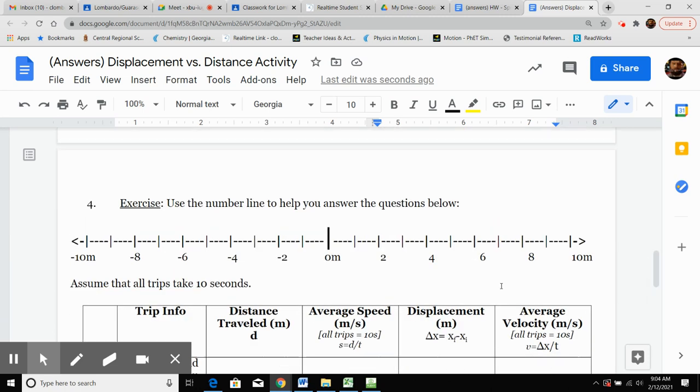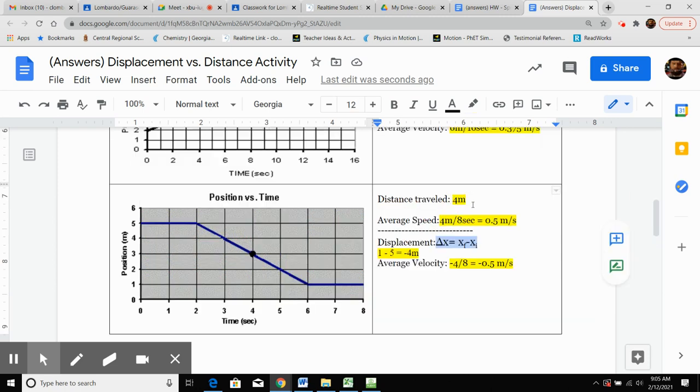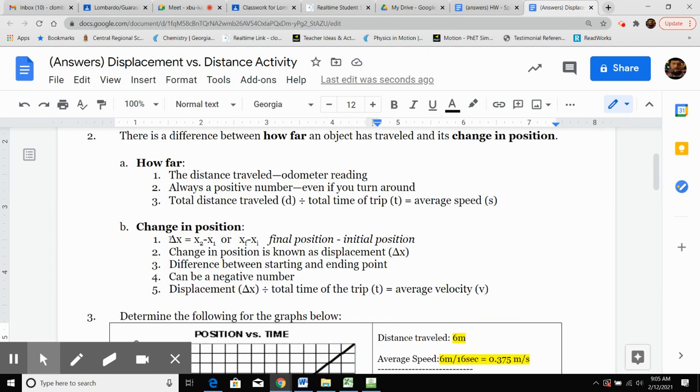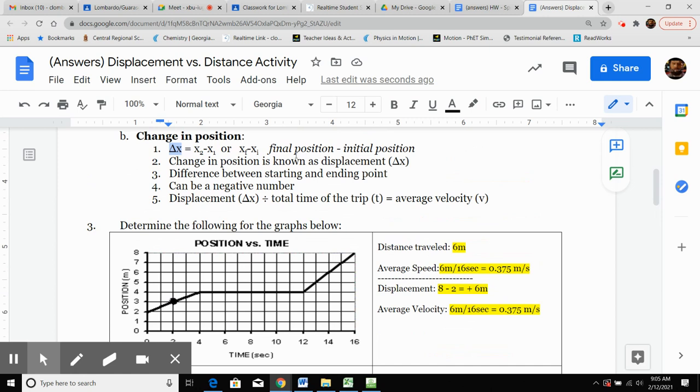We don't have that. What, this? Or which side of it? I added it onto mine. If you wanted to do that, you could highlight that and then plop it down here. You could do that if you wanted to. Delta X is final position minus initial position.